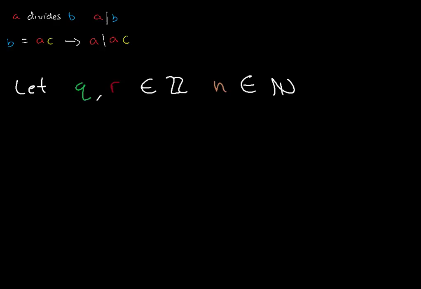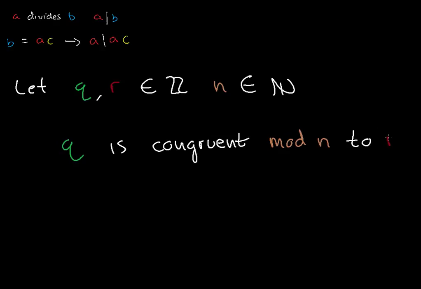But you can say that Q is congruent mod n to R. So let's store this. Let's keep this in our arsenal of knowledge.